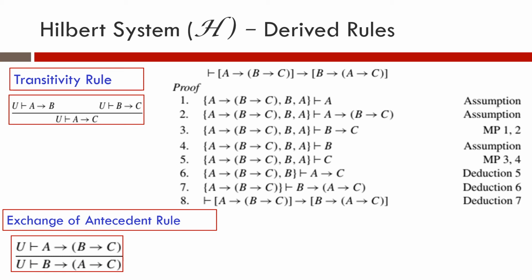That is, if A implies B implies C is provable, then we can infer that B implies A implies C is provable. And this derived rule is called the exchange of antecedent rule.